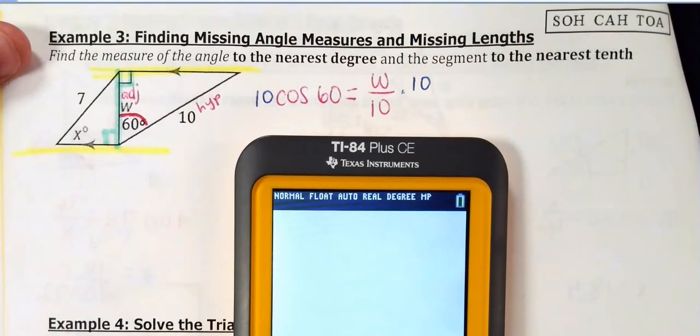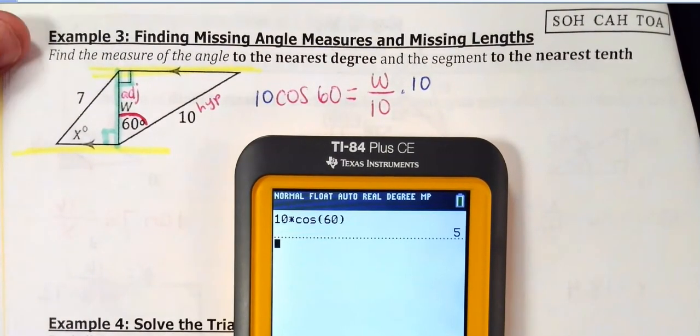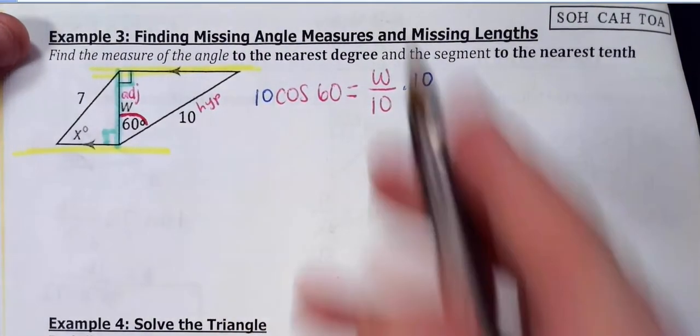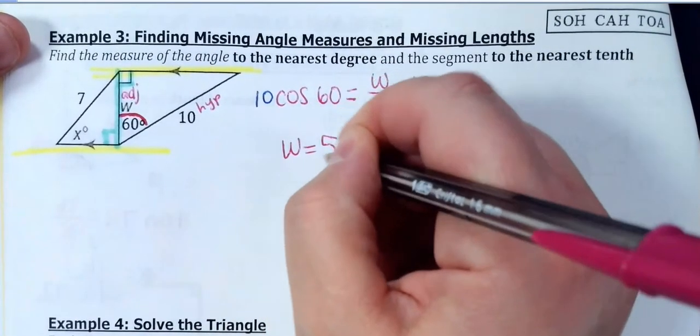Now, we're not going to do an inverse here because I'm finding a side length. So I just do 10, hit my cosine button, 60, multiply that. Actually ends up being a nice number here. That doesn't always happen, but that's the case here. So W is equal to 5.